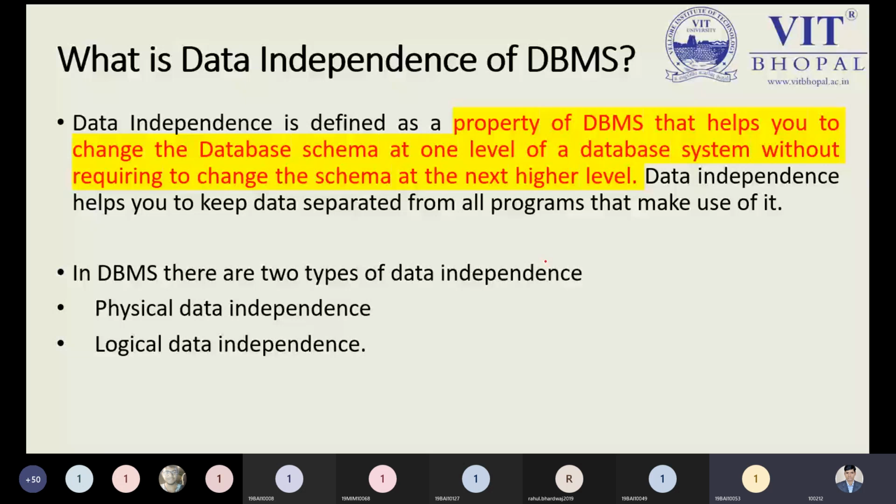Clear, sir, clear. Okay, please let me know if it is clear to you. I have a real example in my coming slide, then you will understand in more detail, that's why I'm asking. No doubt in this definition part? Should I move ahead? Yes, sir. Okay.